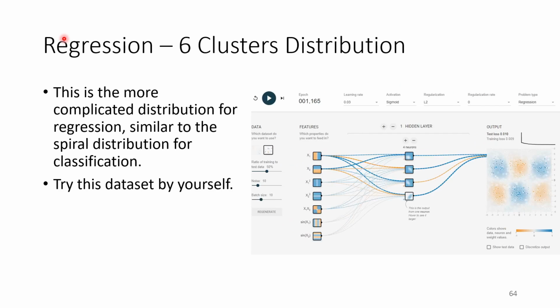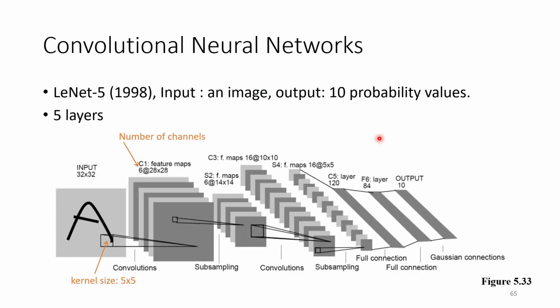Okay. And the last data type is the 6 clusters. Looks like 1, 2, 3, 4, 5. There are 6, and they overlap. So it is a challenging distribution. Again, you need to add some neurons to try to solve it. Okay. Now let's go back to the demo. It is an interesting demo, and you can try it by yourself.